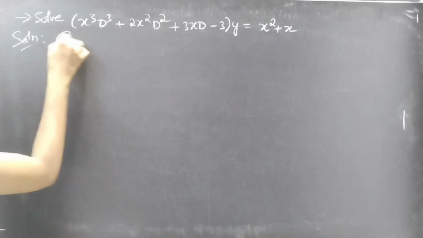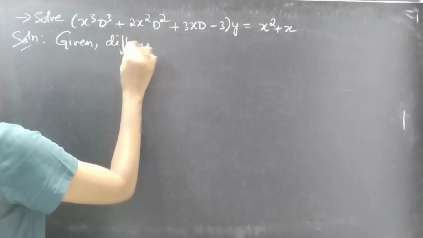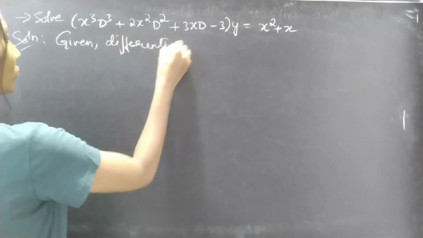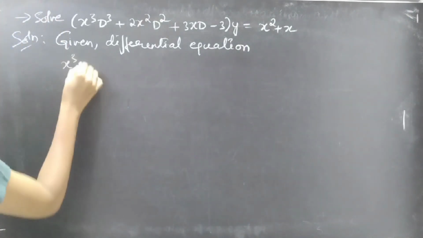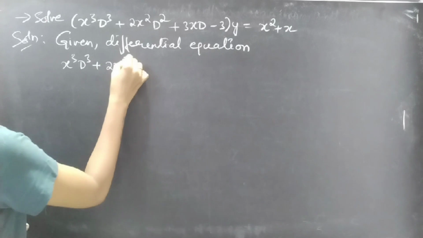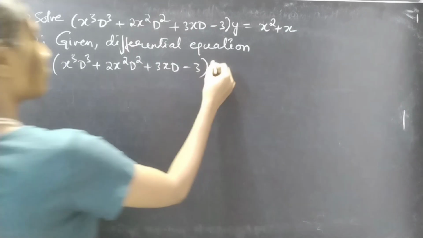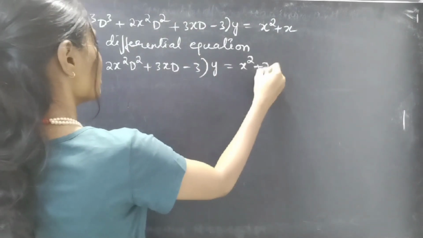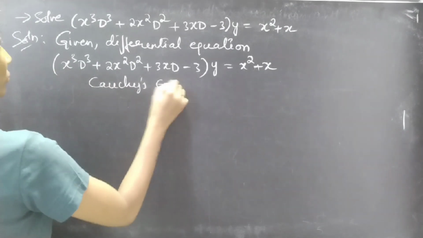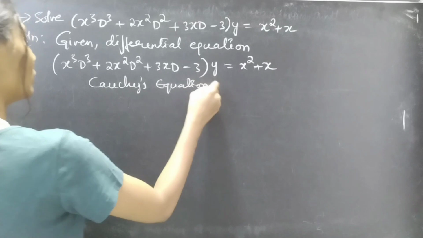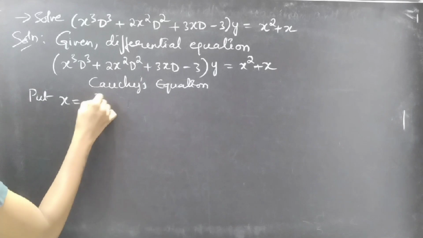Solution. Given differential equation: (x cube D cube plus 2x square D square plus 3xD minus 3) y equals x square plus x, right? Which is a Cauchy's equation. Now, let's make the substitution. Put x equals e power z.